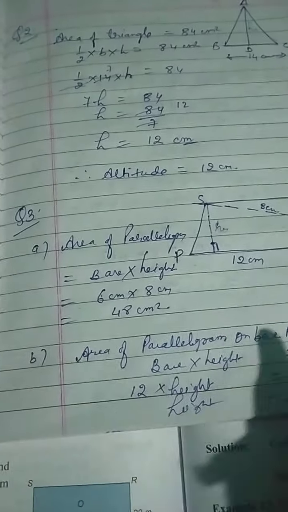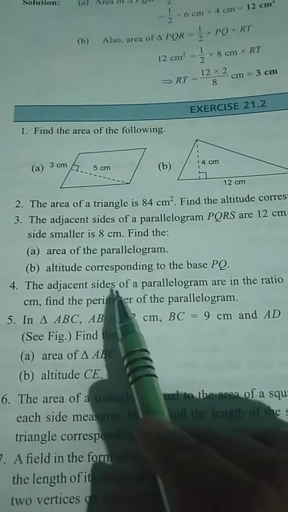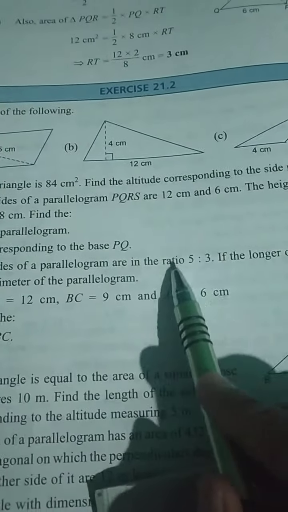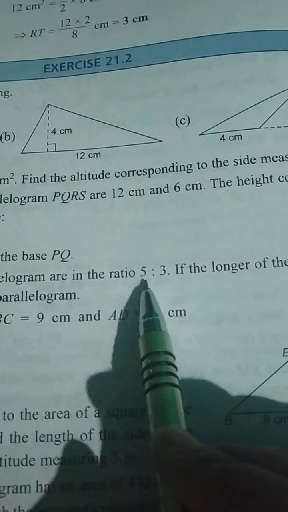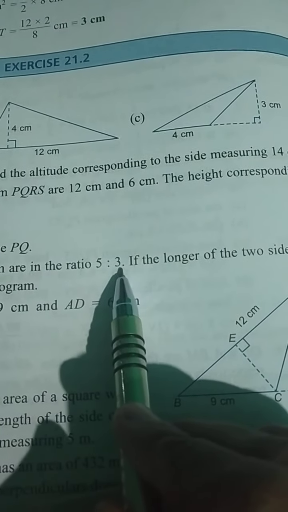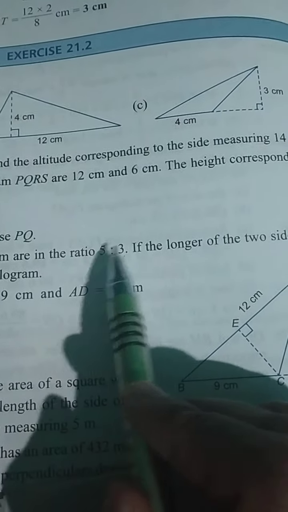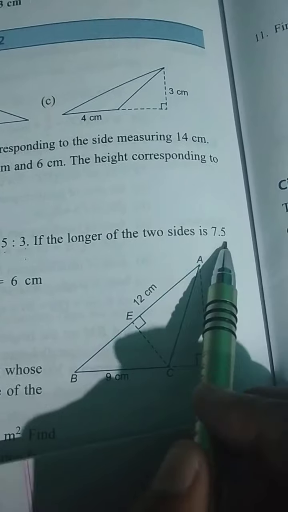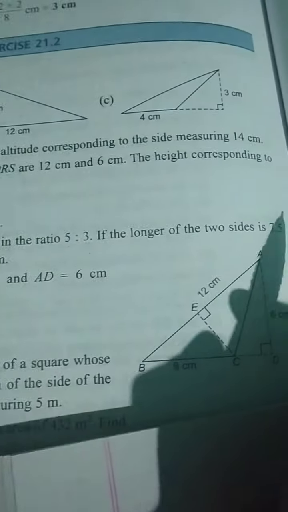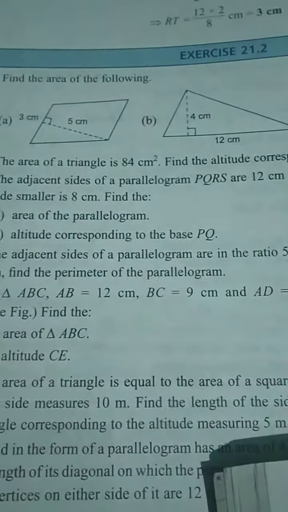Got it? Now question number 4. The adjacent sides of a parallelogram are in the ratio. This time the adjacent sides are given in a ratio, so you can let the sides be 5x and 3x. Definitely 5x will be the longer because 5 is more than 3, and 3x will be the smaller. If the longer of the two sides is 7.5 centimeter, the side is also given but its ratio is given here. Find the perimeter of the parallelogram.